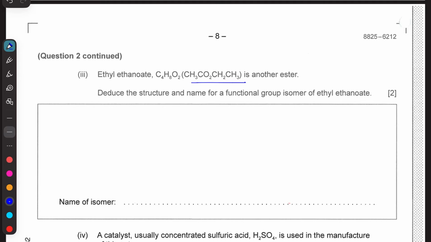Now, this is ethyl ethanoate, which is another ester. We have to deduce the structure and name of a functional group isomer of ethyl ethanoate. So if I follow the structure, it's CH3, and I'll draw the displayed formula: CO2, so C double bond O, single bond O, CH2, CH3. This is ethyl ethanoate. Now, a functional group isomer of any ester is a carboxylic acid. So here it's a carboxylic acid of 4 carbon atoms, which is butanoic acid.